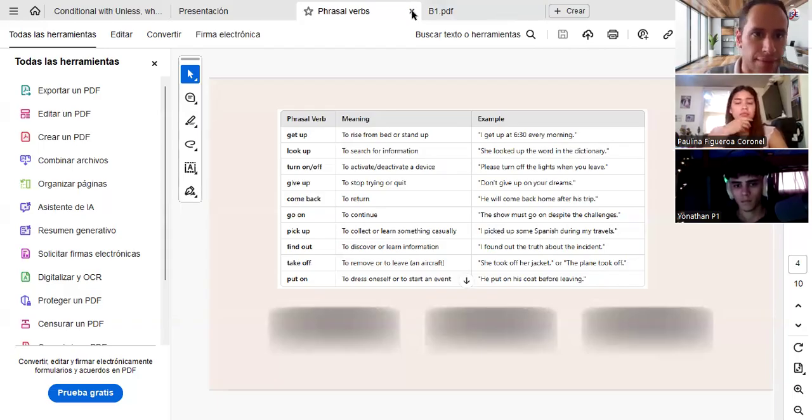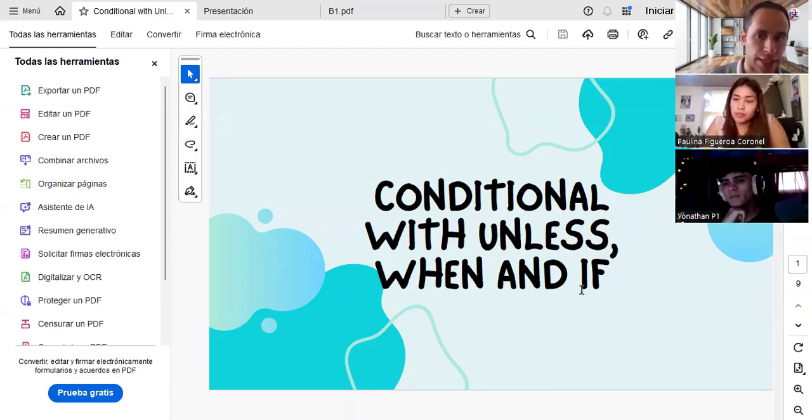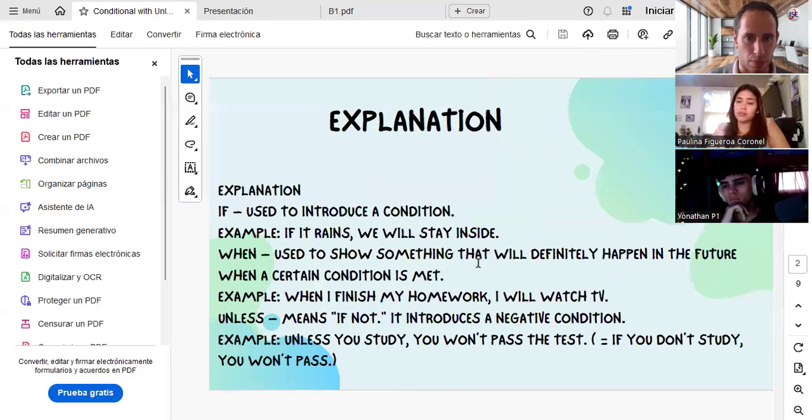So now we have a new topic that is conditionals with unless, when, and if. It means sometimes we can replace if with unless or with when. Let's check. Okay, explanation. If, used to introduce a condition, right? Example, if it rains, we will stay inside. What kind of conditional is it? This one, first conditional. The if clause goes in present simple, and the main clause goes in future with will, right?